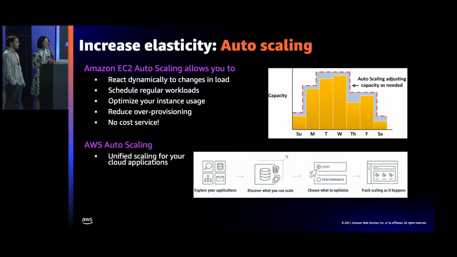But auto-scaling doesn't just apply to EC2 instances. It also applies to ECS tasks, DynamoDB table throughput, and also Aurora replicas. So there's a tool, maybe it's not very commonly known. It's called AWS Auto Scaling. And through AWS Auto Scaling, you can define a target utilization metric across different resource types in a single view.